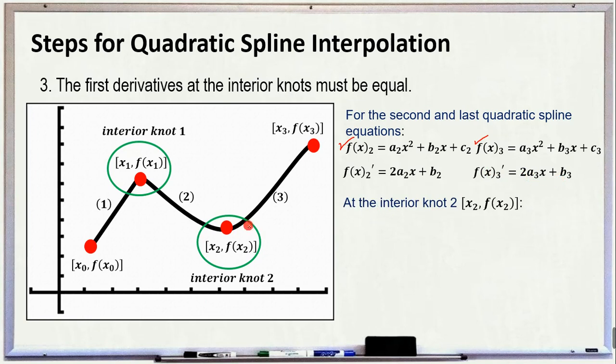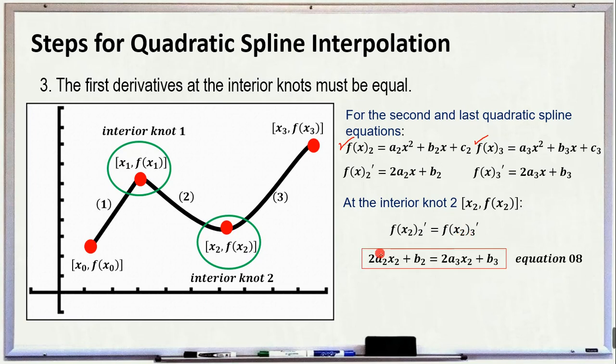Now at the interior knot number 2, the slope of these two quadratic spline equations are equal to each other, or its first derivatives are equal to each other. So we have f prime for 2 is equal to the f prime for 3. Now we're going to substitute the expression for their derivatives. So you have 2a2 times x2 plus b2 for the second quadratic spline, and 2a3 x2 plus b3 for the last or the third quadratic spline equation. And this will be our equation number 8.